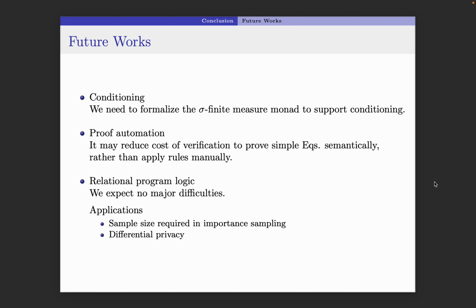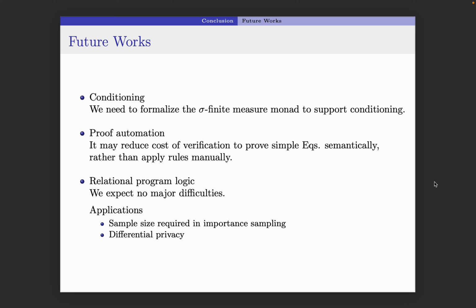There are some future extensions of our mechanized PPV. The first one is conditioning. We need to formalize the sigma finite measure monad to support the conditioning operator. The second one is proof automation. We expect that it may reduce the cost of verification to prove simple equations semantically, rather than applying rules manually.